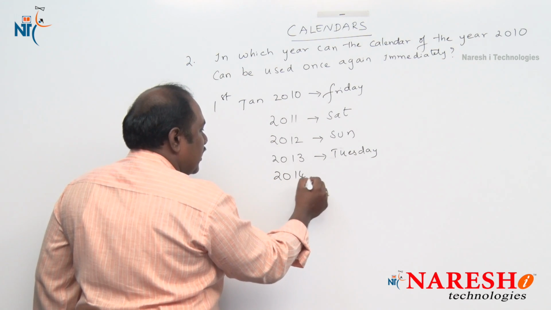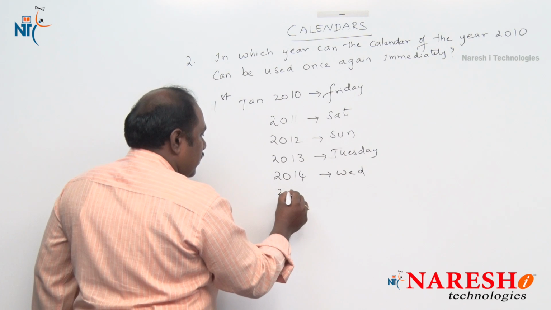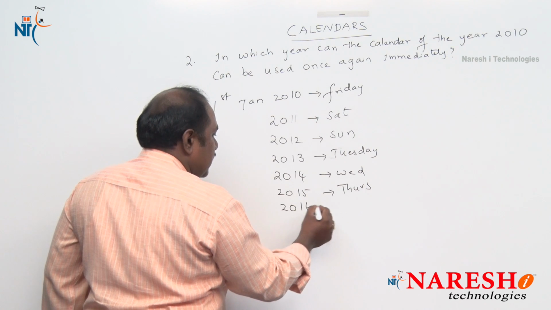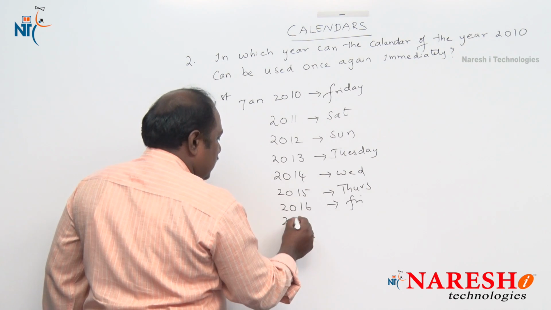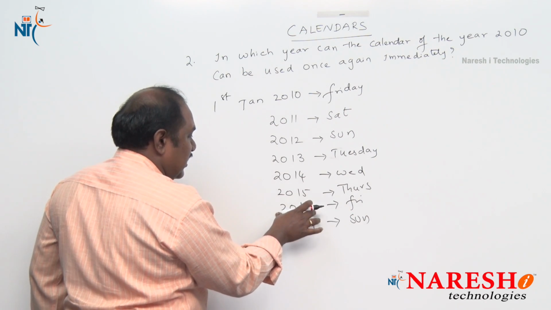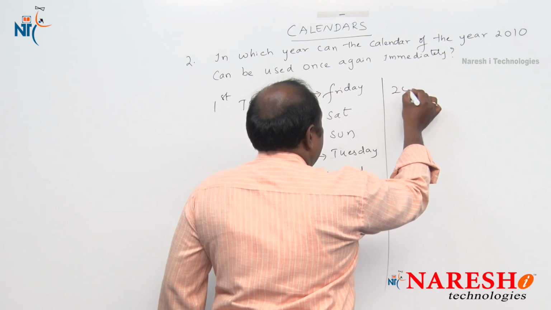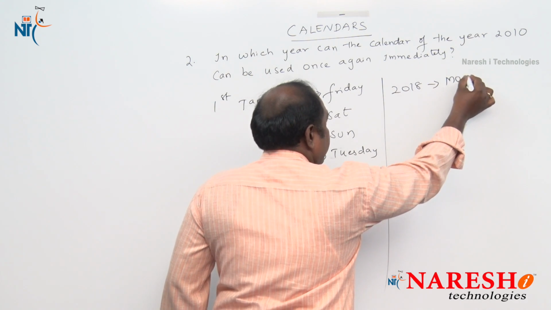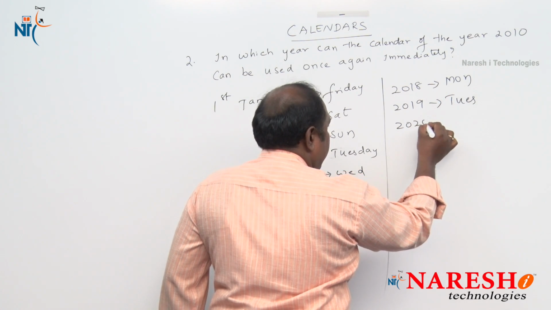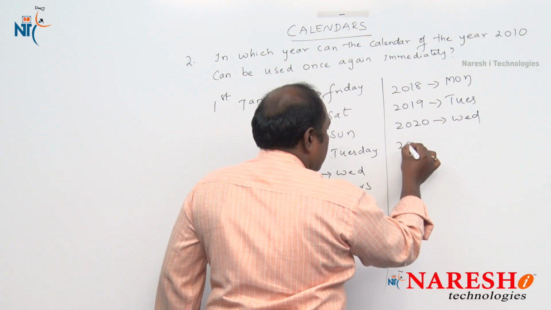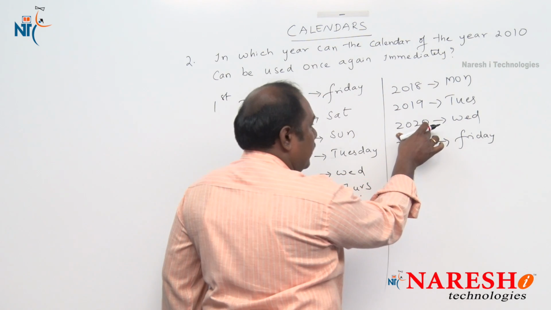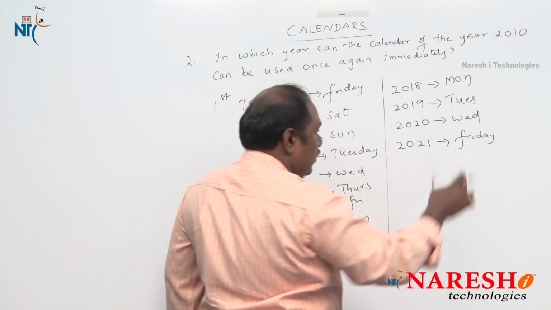Now 2014 1st January falls on Wednesday. 2015 1st January falls on Thursday. 2016 1st January falls on Friday. 2017 1st January falls on Sunday because once again 2016 is a leap year. 2018 1st January falls on Monday. 2019 1st January falls on Tuesday. 2020 1st January falls on Wednesday. Now 2020 is a leap year, so 2021 1st January should fall on Friday.